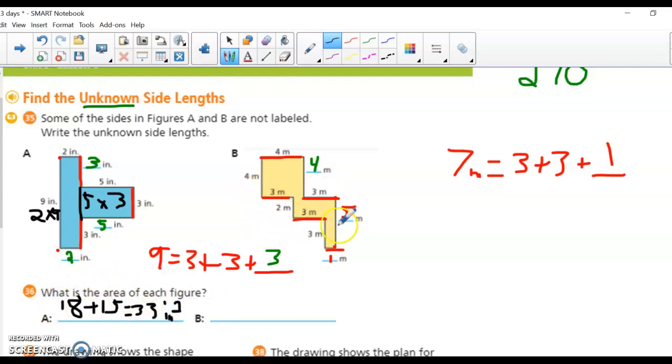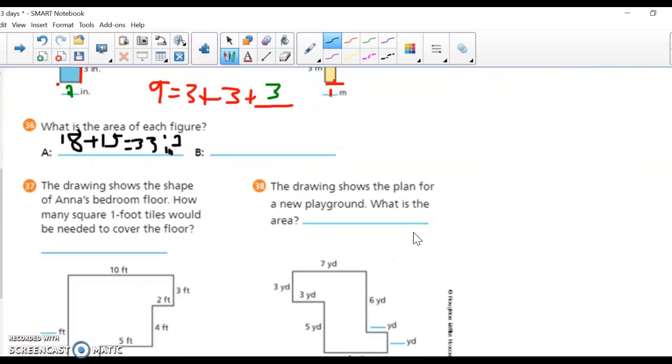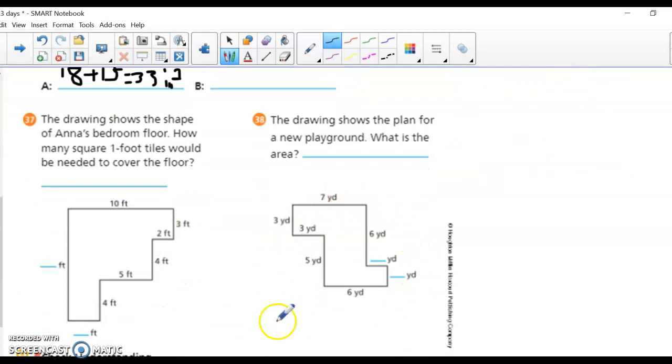So break this into 3 rectangles. And you're going to try and find the area of the top, the middle, and the bottom. Be careful about which ones you are using as your labels. And then you're going to be doing that same thing again here. And so you're going to be finding the area.